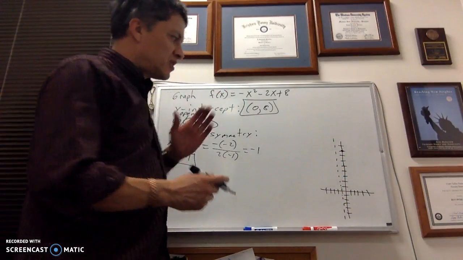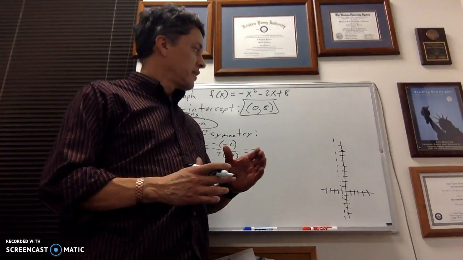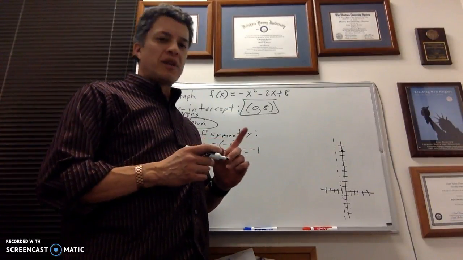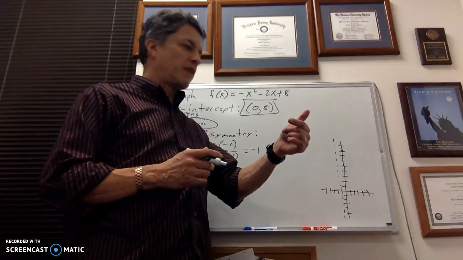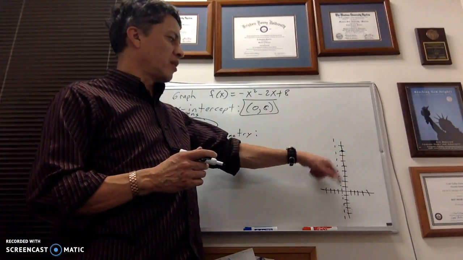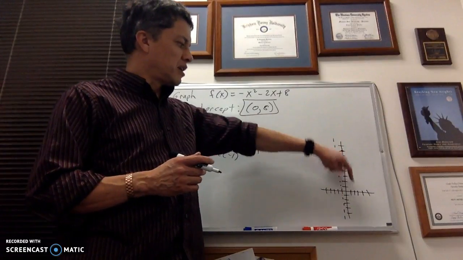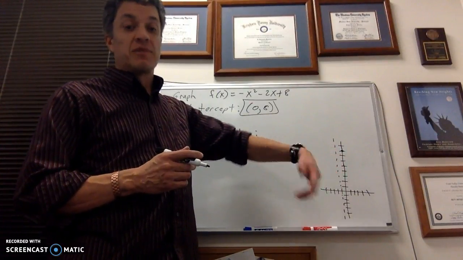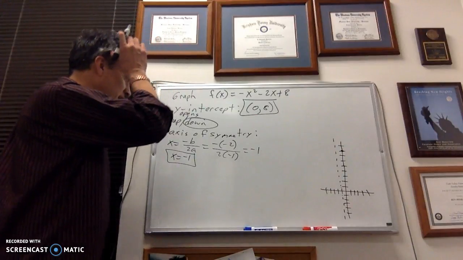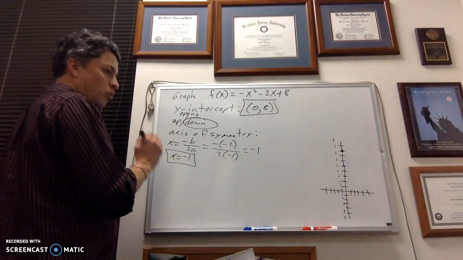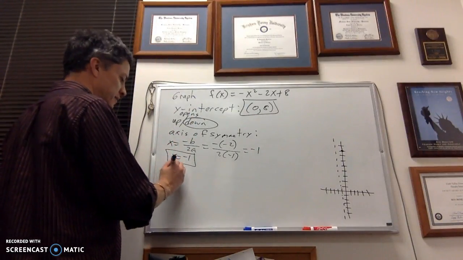Okay. So this is going to open downward, right? Right away, I know that I'm going to have x-intercepts when I get around to finding them, because I've got a y-intercept way up here above the x-axis, and this thing opens down, so I know I'm going to be cutting through those x-intercepts at some point. So we've got to go find them in a minute. But first, let's find the vertex.